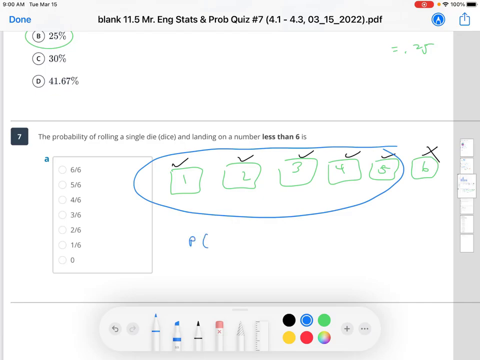So the probability of less than 6, draw yourself a picture, remember, is what we want. In that case, that is the 5 numbers, right? 1, 2, 3, 4, and 5 are less than 6 over the total. So that's the all. So my answer is going to be 5/6.